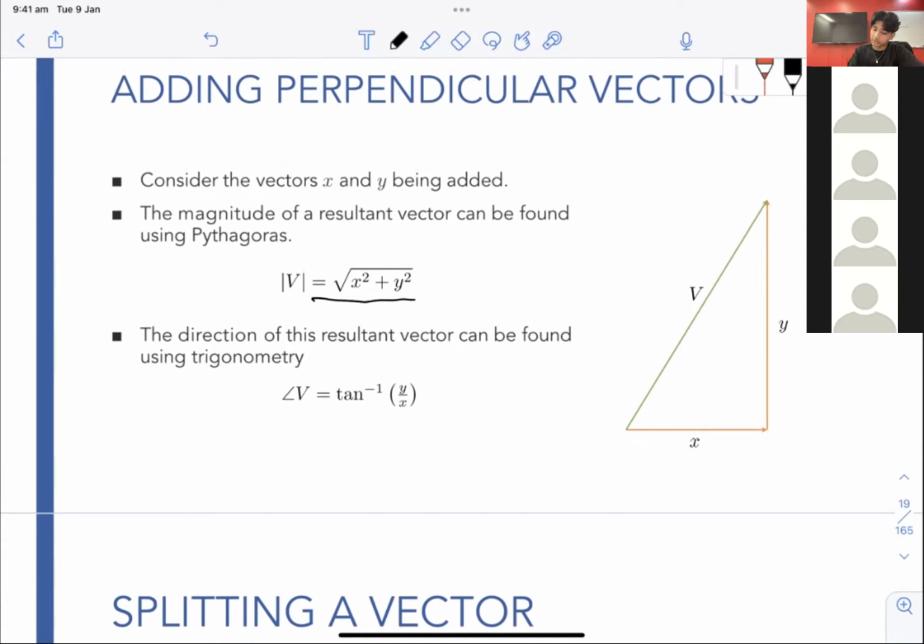For the direction, we use trigonometry. We're finding this angle here. We'll call it theta. And we know we have opposite and adjacent here. So tan theta equals O over A, meaning theta is going to be tan inverse of y on x.